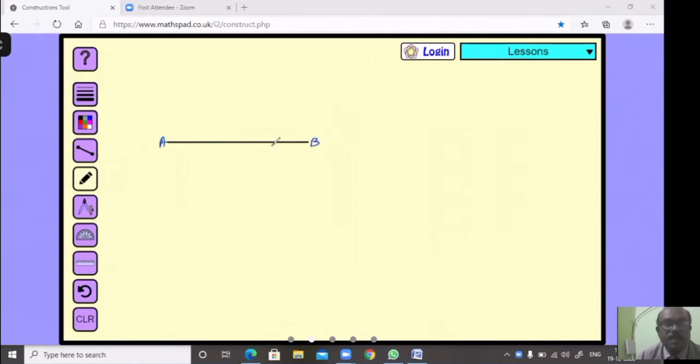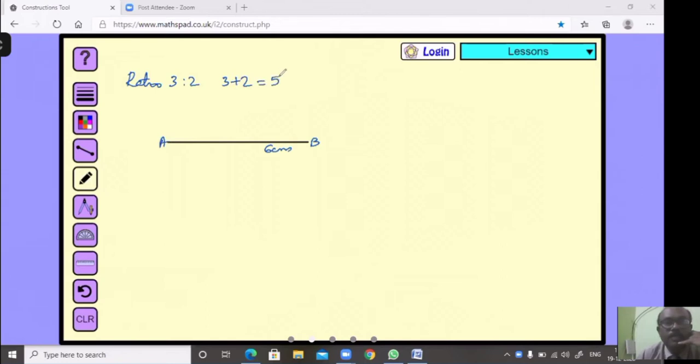AB is 6 centimeter. Now we need to divide this line segment in the ratio 3 is to 2. What is the ratio? Ratio is 3 is to 2. So what is the sum of the ratio? If 3 is to 2 is the ratio, 3 plus 2 is equal to 5.